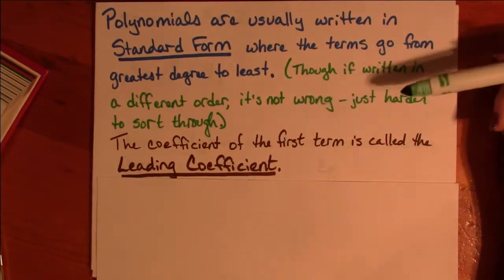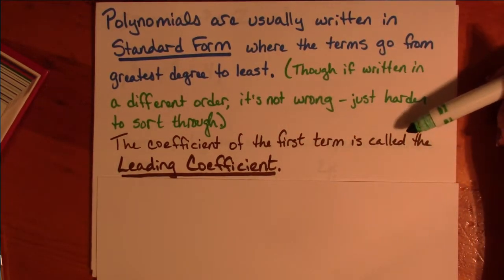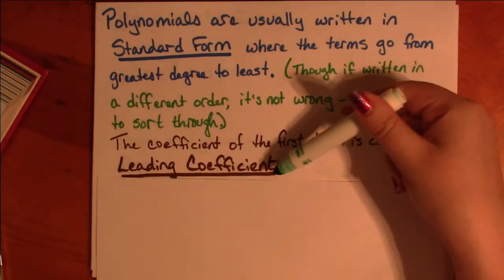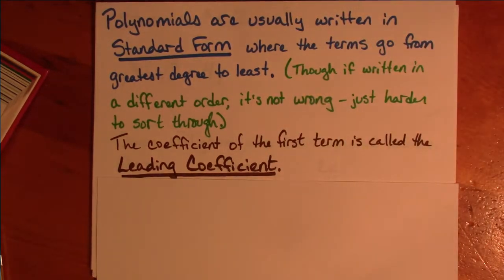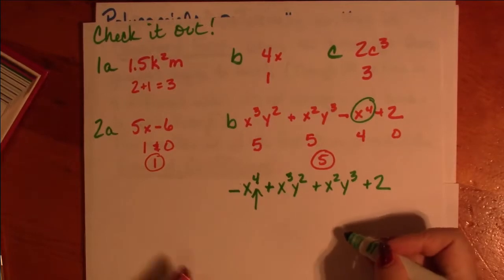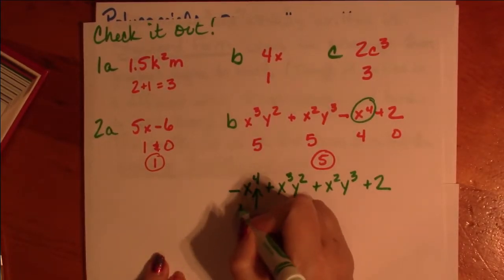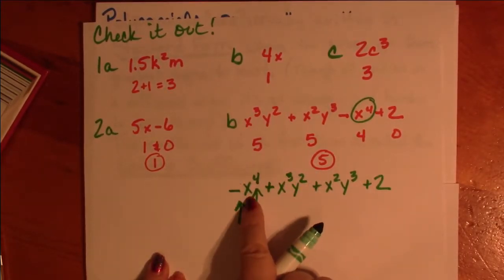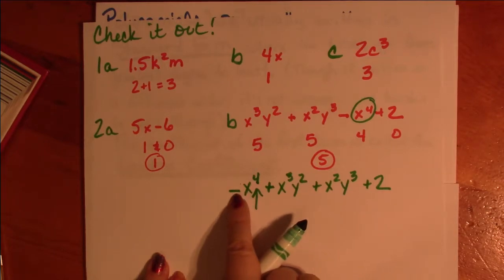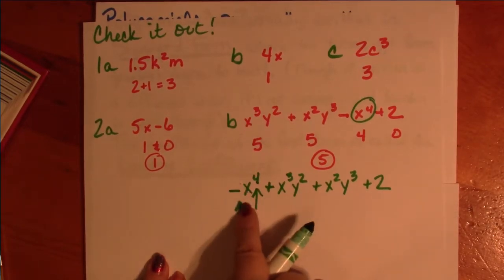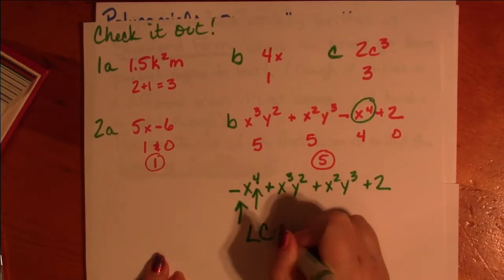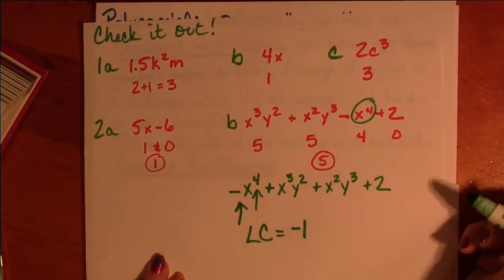The other term we want you to be familiar with, the coefficient of the first term, is called the leading coefficient. With our example here, this number that comes before the very first variable is going to be our leading coefficient. And remember, when there isn't a number, that number is 1. So our leading coefficient in this one is going to be a -1.